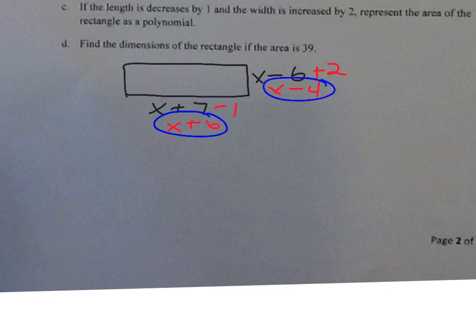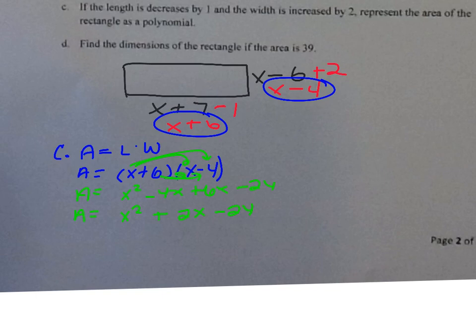It says represent the area of the rectangle as a polynomial. So remember, the area of a rectangle, remember this is C, area is length times width. So area equals length, x plus 6, times width, which is x minus 4. So we're going to double distribute because this is not a polynomial. So A equals x times x is x squared. x times negative 4 is negative 4x. 6 times x is 6x, and 6 times negative 4 is negative 24. So the area is equal to, when I clean this up, x squared plus 2x minus 24.